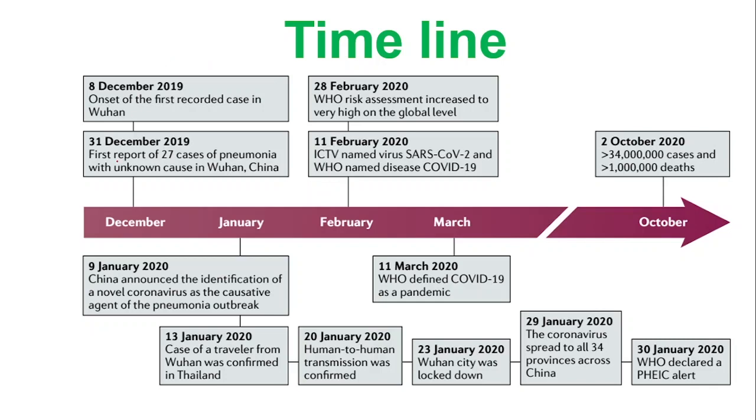The first case was detected in Wuhan, China on 8th December 2019. The virus was named by the ICTV, International Committee on Taxonomy of Viruses. They named the virus SARS-CoV-2, severe acute respiratory syndrome coronavirus 2, and the disease was named COVID-19 by WHO. After that, on 11th March 2020, WHO declared COVID-19 a pandemic.